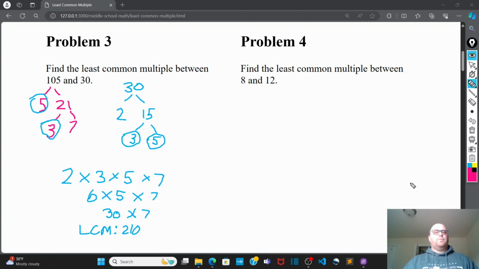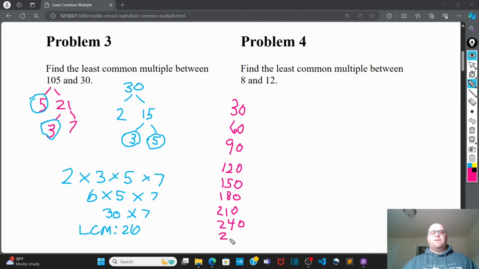We could also list the multiples. So I could start with 30, do 30, 60, 90, 120, 150, 180, 210. Keep going. That's 210, 240, 270. I'm listing them out.